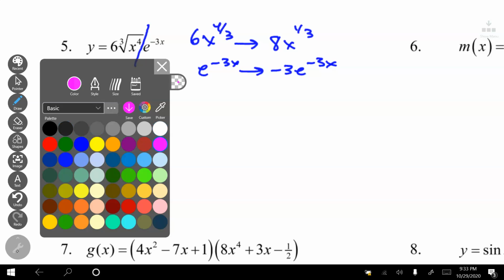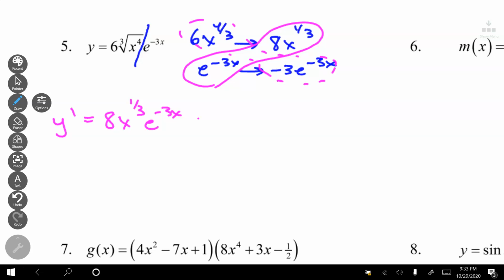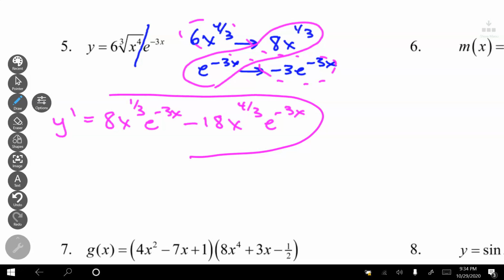I'm going to do this one first. Y prime equals 8x to the 1/3 e to the negative 3x. And when I do the other way, I have a couple coefficients here. Negative 18x to the 4/3 e to the negative 3x. Make sure you multiply out those coefficients. That is key.